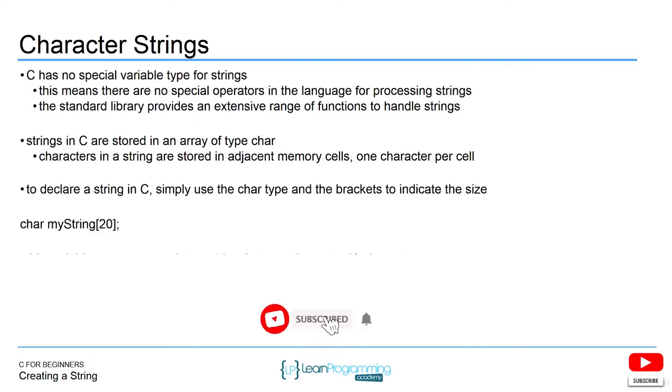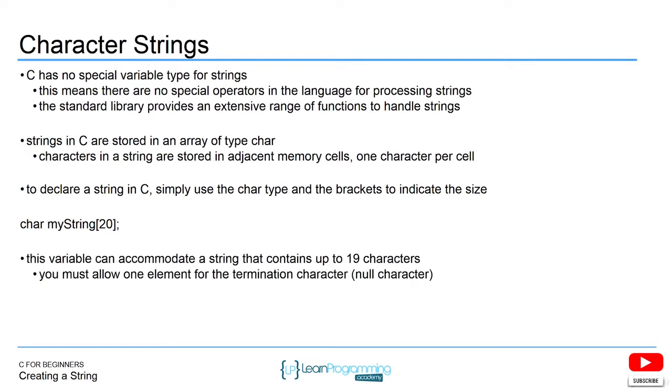But how you would actually declare a string in C is you would simply use the char type and then the brackets to indicate the size, just like a normal array if you were to create it of a different type. Char, and then whatever your name is, and then the size of the character array inside square brackets. That's how you can declare a string in C. Now, when you declare the string like this, there's no actual data associated with it. You're just specifying the size.